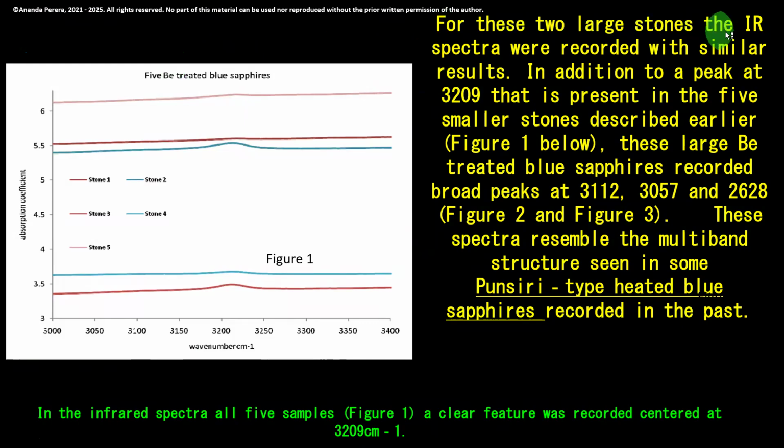For these two large stones, 55 and 22, the IR spectra were recorded with similar results. In addition to a peak at 3209 that is present in the 5 smaller stones described earlier, figure 1, these large beryllium treated blue sapphires recorded broad peaks at 3112, 3057, 2628. Figure 2 and figure 3 there.